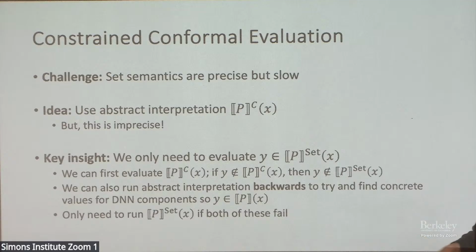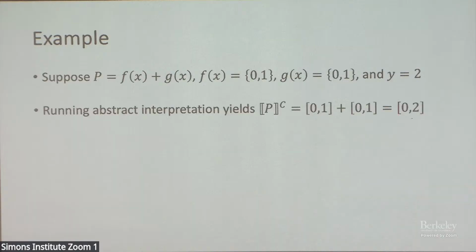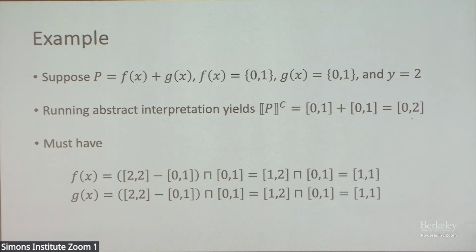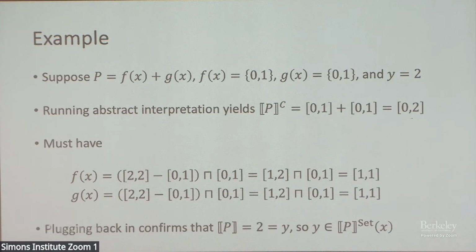And we only need to run this more expensive set semantics if both of these fail. And in the interest of time, I have this example here. I'm happy to go through it offline, that explains how we do the backward refinement in the second step. But I'm going to skip it. But yeah, so we have that strategy.